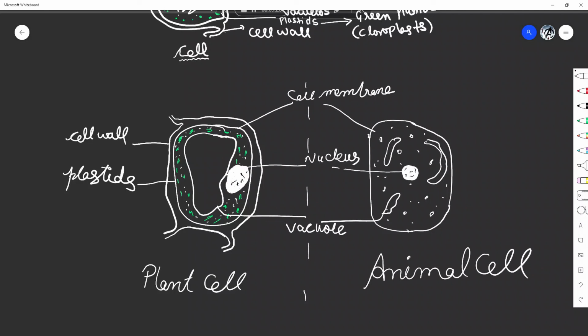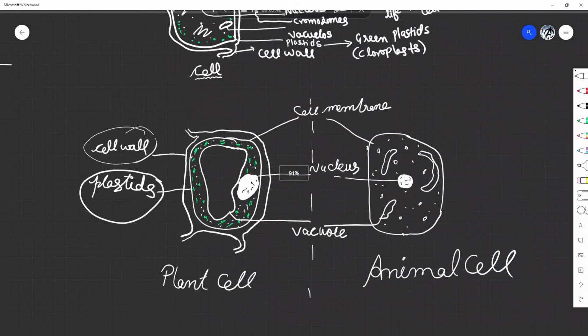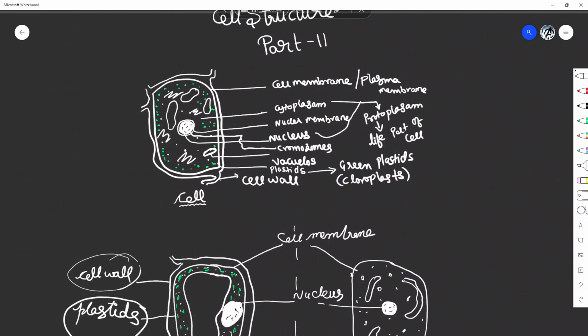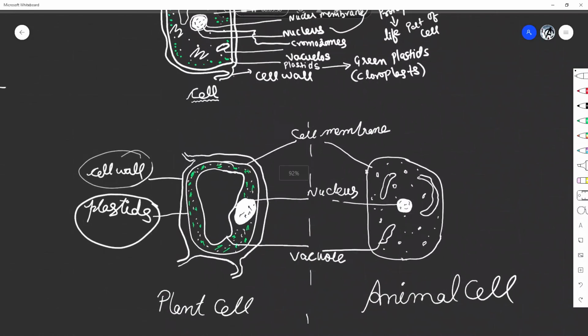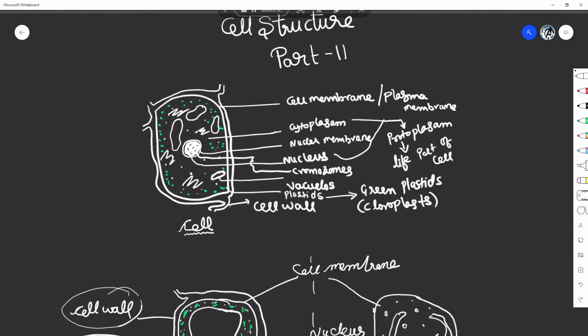These are the common parts. What are the additional parts? Plants have a cell wall, which will protect plants from environmental conditions. And they also have plastids, which will add color to them. That's it. So these are the internal structures of a cell, different parts of a cell, and how animal cell and plant cell are differentiated. Hope you understand this.